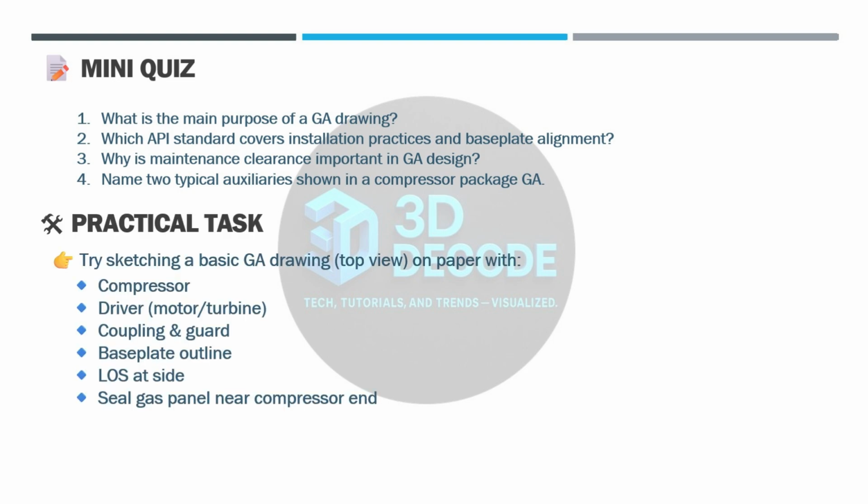Practical task. Finally, here's a quick exercise for you. Sketch a simple GA drawing, top view, on paper with compressor, driver, motor or turbine, coupling and guard, baseplate outline, lube oil system at the side, seal gas panel near the compressor end. This sketching habit is extremely useful in interviews. You may be asked to draw a layout on the spot.